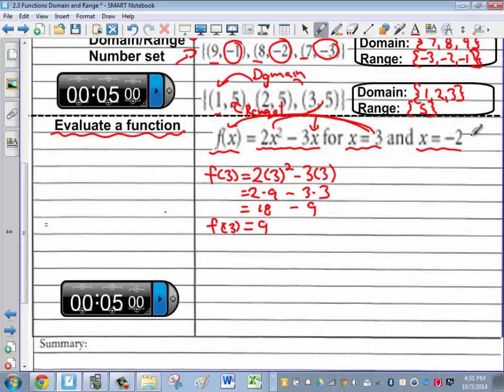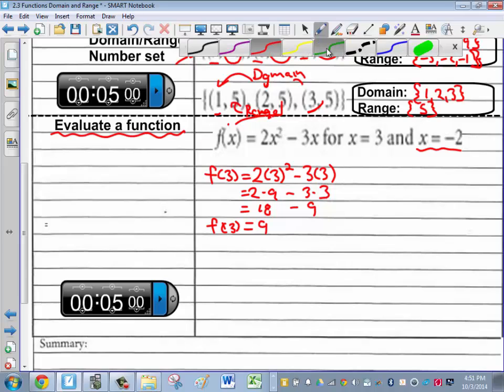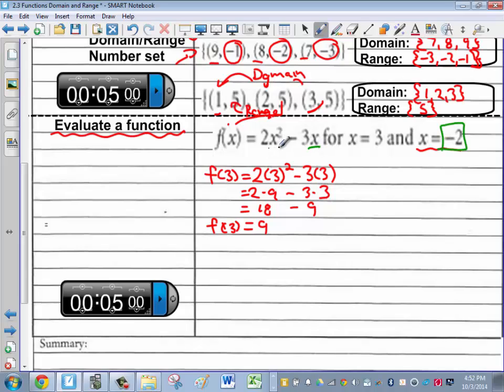We're going to evaluate for our negative 2. So since we're evaluating for negative 2, we're going to be plugging negative 2 into this formula right here for our f of x or for our x values. So take this negative 2, plug it in here for our x there, and x there. So we have f of negative 2 is equal to 2 times negative 2 squared minus 3 times negative 2.